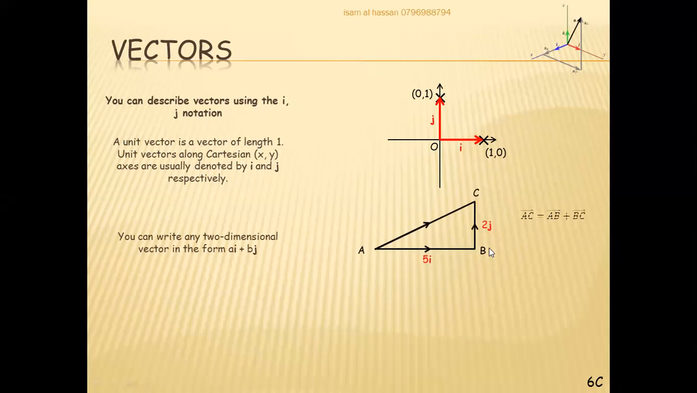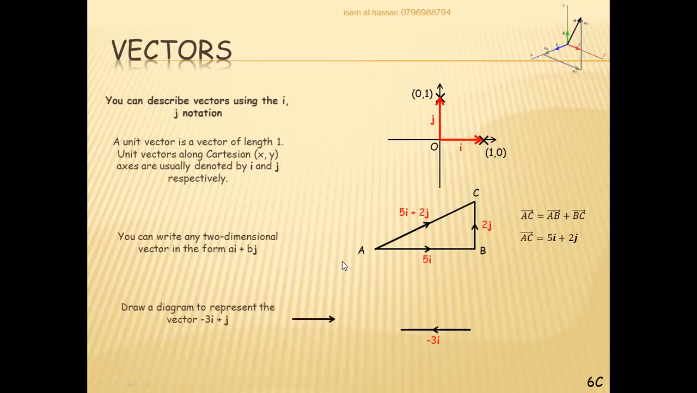If we have a vector, for example, AB on the x-axis, 5i, and BC on the y-axis, 2j, we can say that AC is 5i plus 2j. Now draw the diagram to represent the vector negative 3i on the x-axis plus 1j. So that's negative 3i on the x-axis and 1j upwards. So that's negative 3i plus j.